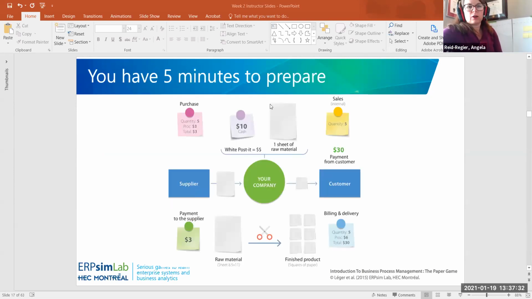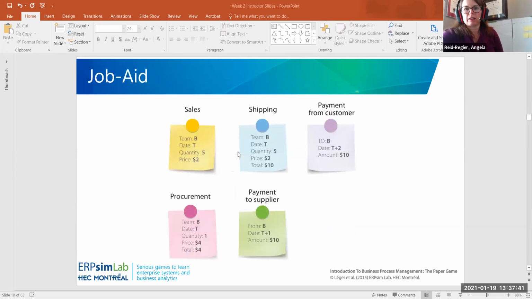Okay, so again, you would have a few minutes to prepare. I'm doing this for you, but this denotes the whole process, what each sticky note stands for.